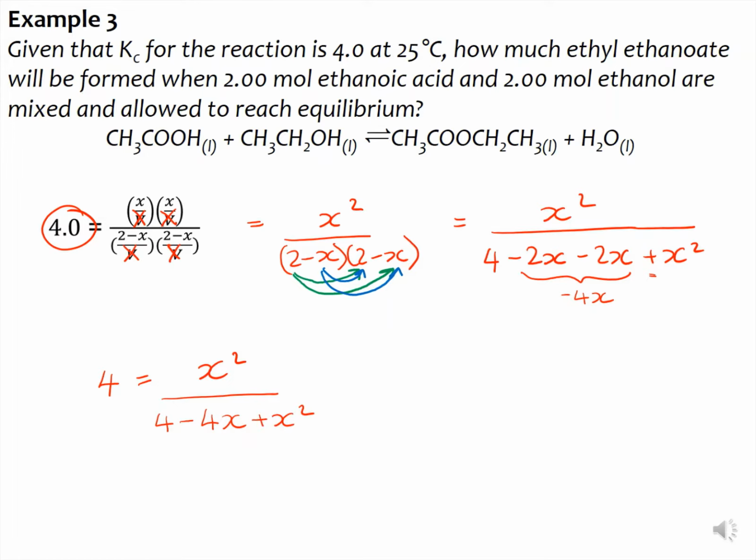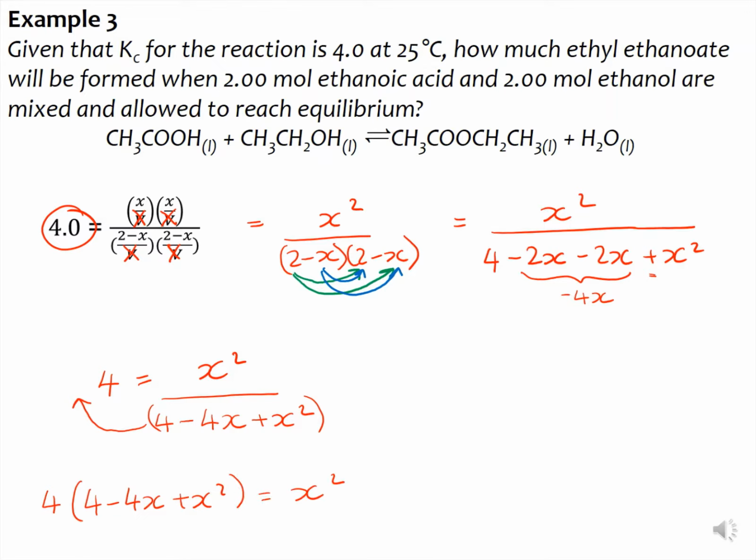Now what I'm going to do is times both sides by everything that's on the bottom of that fraction. Or the other way of looking at it is I'm going to bring everything that's on the bottom of that fraction and move it to the other side. Now the cheat's way of looking at rearranging equations is to say if you change the side, you change the sign. So everything in brackets at the minute is divide by on the right hand side. If I move that all to the left, it becomes times by. So we'd end up with 4 times 4 minus 4x plus x squared equals x squared.